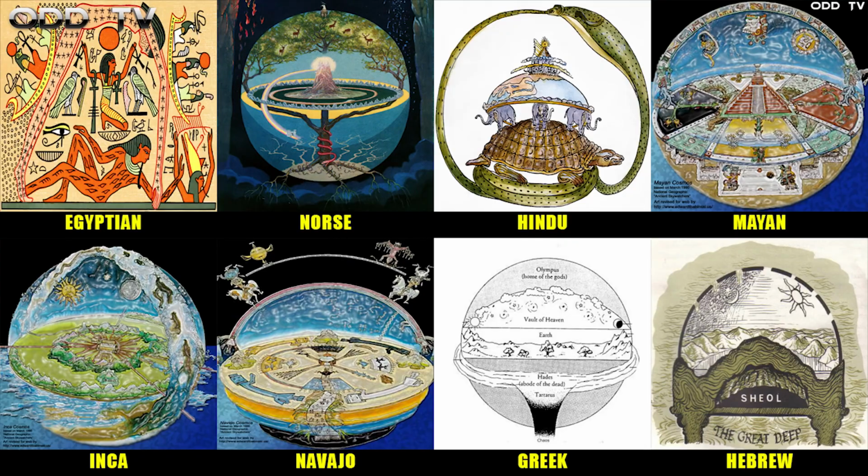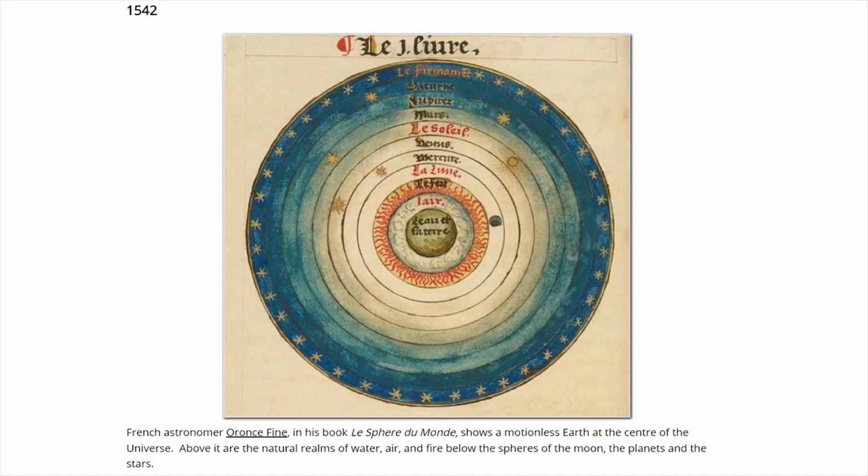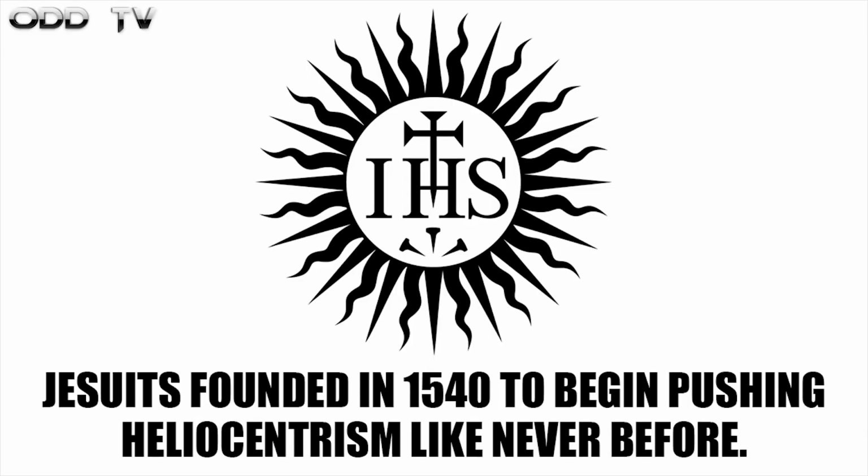So, we have all those, and here we have a 1542 depiction with Earth in the centre, followed by the 7 planets of the universe, aka the wandering stars, and finally, the firmament. This is also called the crystalline heavens, the place of the fixed stars. This is around the time the Society of Jesus, or the Jesuits, were founded, in 1540. They are largely responsible for the spread of heliocentrism.